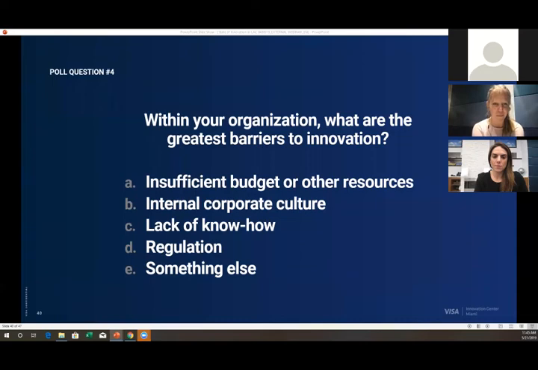Okay. Another poll question here. We have kind of come to the end of our study results. So that's all we have to share with you for right now on the actual results of the study. So I want to hear from you, considering all of this and reflecting on your own experience within your organization, what are your greatest barriers to innovation? Insufficient budget or other resources, internal corporate culture, a lack of know-how, regulation, or something else? Please let us know. Where are you struggling? What are your challenges to innovation internally?